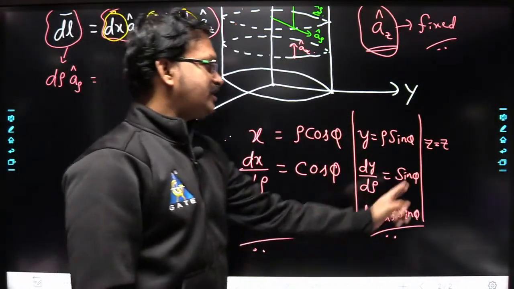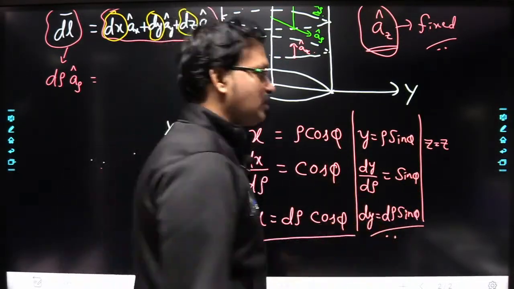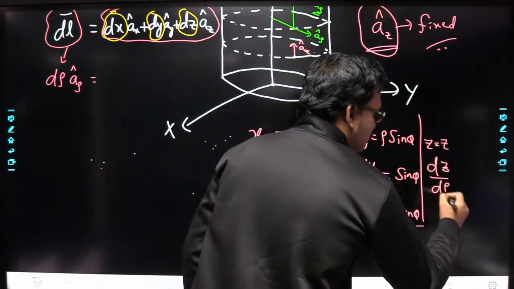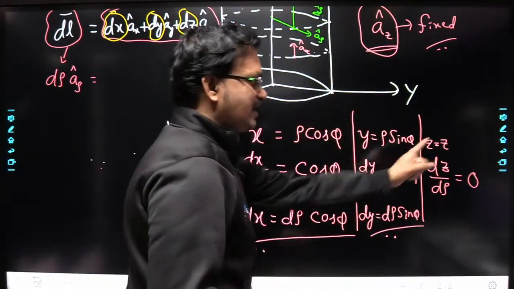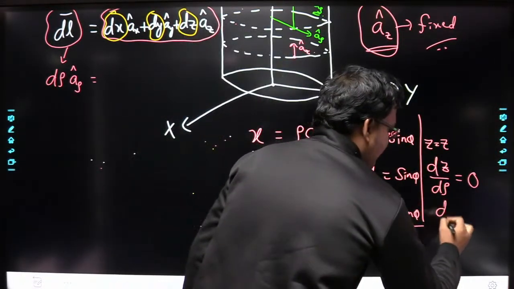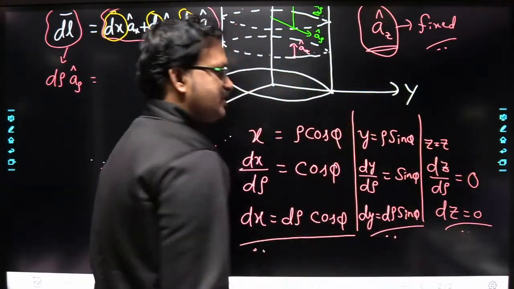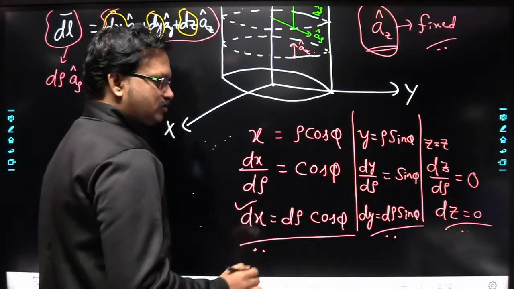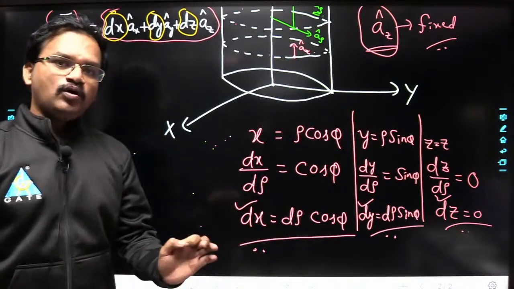Now if you observe here, z is independent of rho, yes or no? And hence if you do dz by d rho, what are you going to get? It is equal to 0, because z is independent of rho. Understood? And hence you will get dz is equal to 0. So here we have determined the dx value, dy value and dz value by varying only rho.